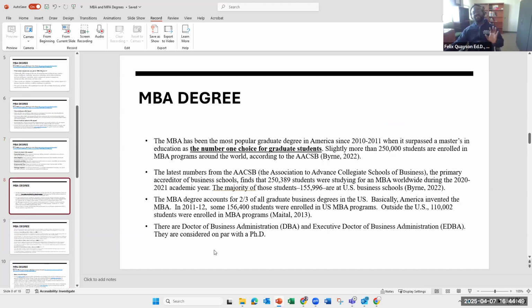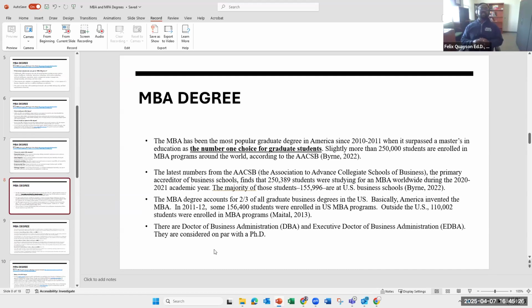Now, the MBA has become the most popular graduate degree in America since 2010 to 2011. In that year, a survey found that the MBA degree had actually surpassed the master's degree in education as the number one choice for graduate students. Slightly more than 250,000 students are enrolled in MBA programs around the world, according to the AACSB, which is one of the business school accreditors.